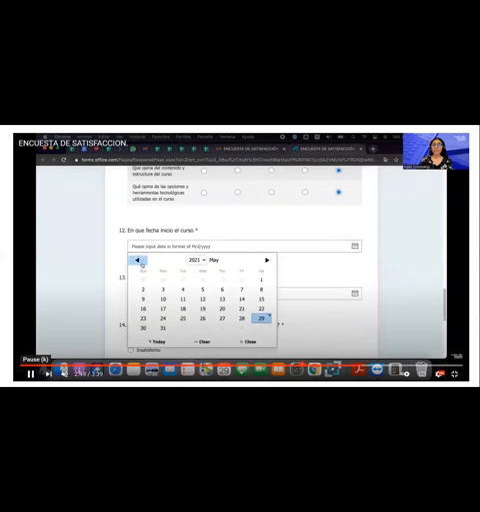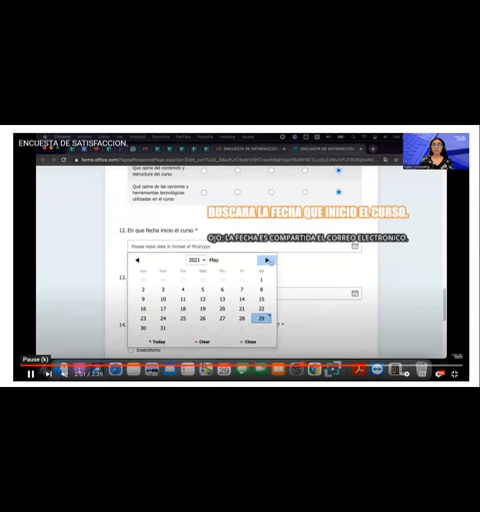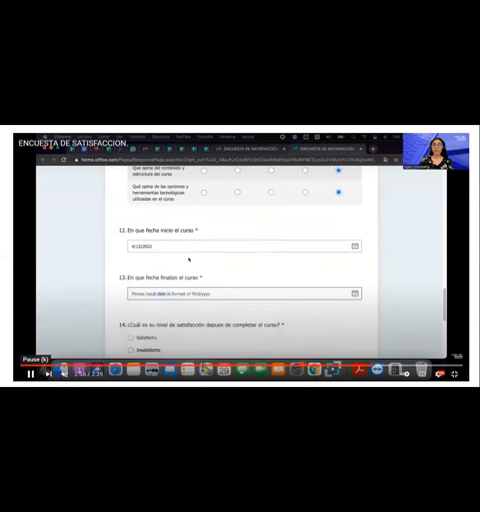En este caso, nos vamos a ir al calendario y debemos tener el cuidado, ya que en el calendario podemos retroceder o adelantar las fechas. De igual manera, según las fechas proporcionadas, vamos a tener que buscar el mes y la fecha indicada del inicio del módulo.